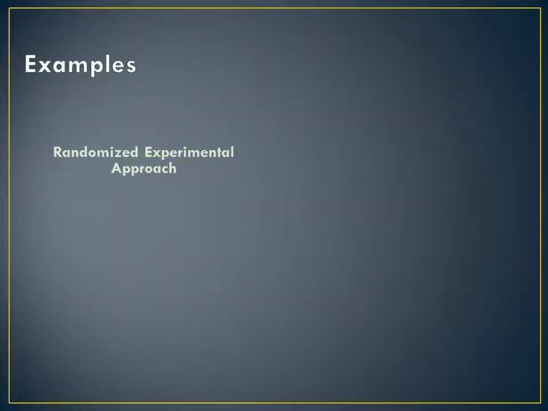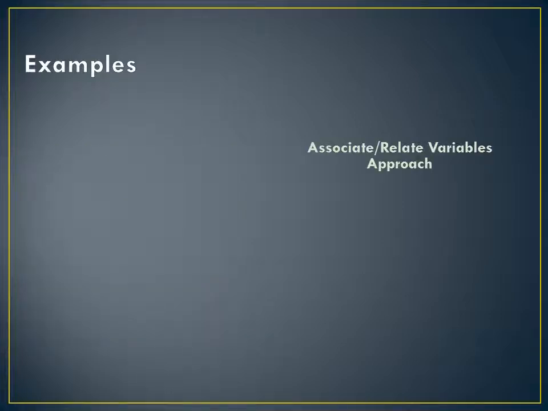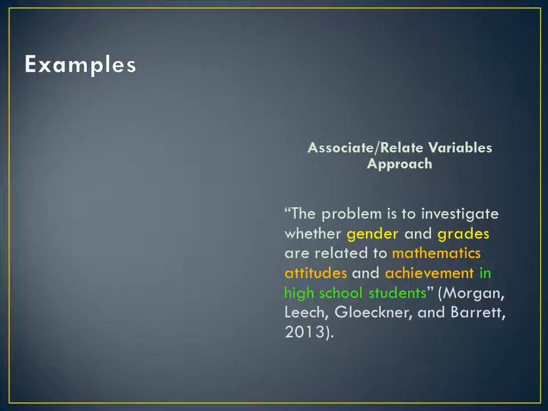Here's an example. If you are using a randomized experimental approach, this type of research problem statement would be used. The research problem is to investigate the effect of a new curriculum on grades, math attitudes, and spatial performance in high school students. If you are using an associative approach, this statement would be most useful. The problem is to investigate whether gender and grades are related to mathematics attitudes and achievement in high school students.